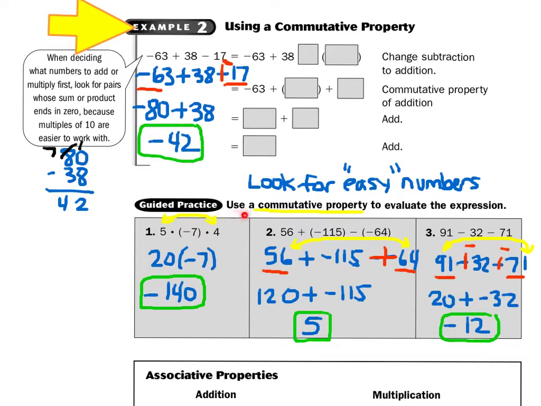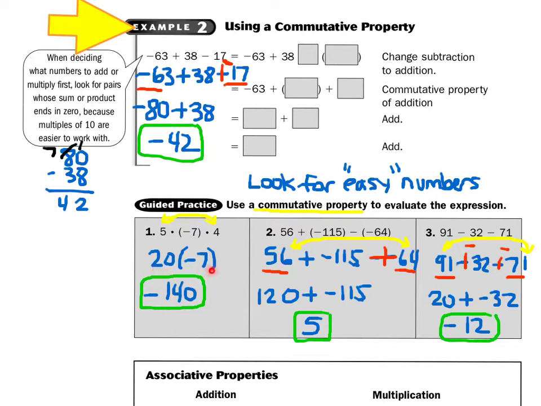Now take a look here. It says use a commutative property to evaluate the expression. I just tell people to look for easy numbers to either add or multiply first. For example, take a look at number 1. 5 times negative 7 times 4. Well, I would encourage you to just do the 5 times 4 first, because 5 times 4 you can do in your head, that's 20.